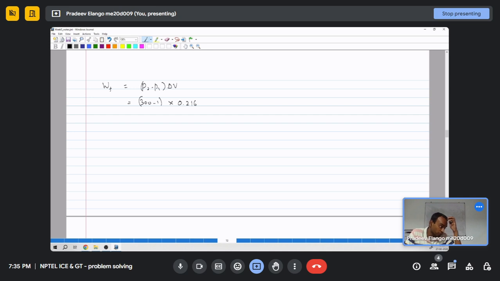So we need to have this in meter cube. Converting cc to meter cube, we multiply by 10 power minus 6. And the pressure is in bar, so we will have 10 power 5. So this is 299 into 10 power 5 into 0.216 into 10 power minus 6, and calculate W. No, it's not kilowatt, it is joules.